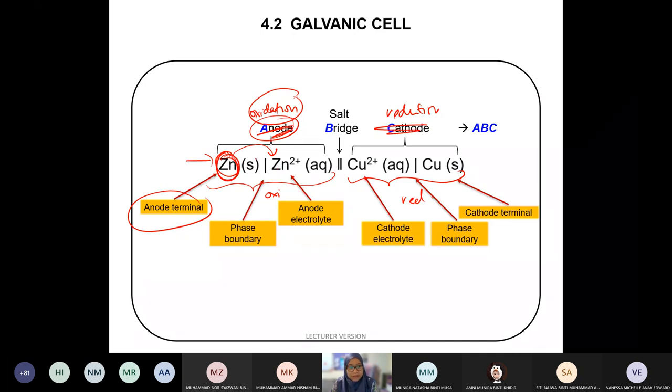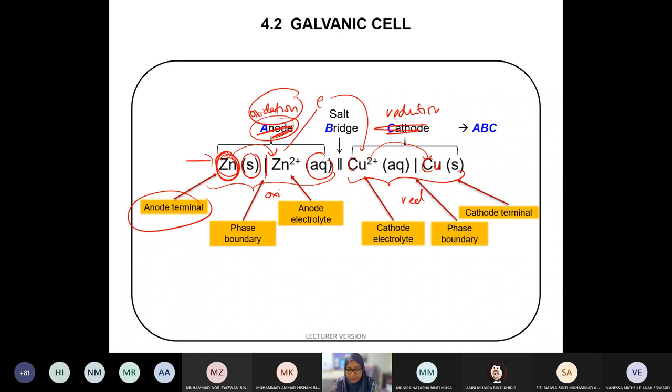Okay, so nampak tak? This is solid, this is aqueous. So they are different in terms of phase. So that's why you need to have this single line dekat situ. And then don't forget the salt bridge. Okay, remember the electron tadi kan tertinggalkan. So the electron later on will be accepted by copper 2 plus. Betul tak? Copper 2 plus will be reduced into copper. See? It will be reduced into copper.